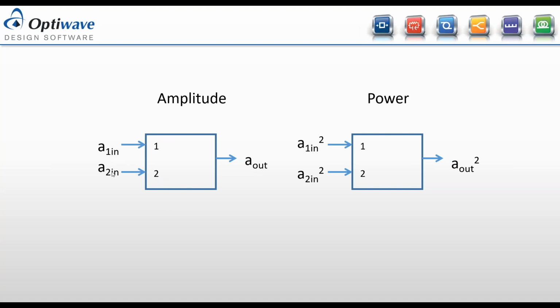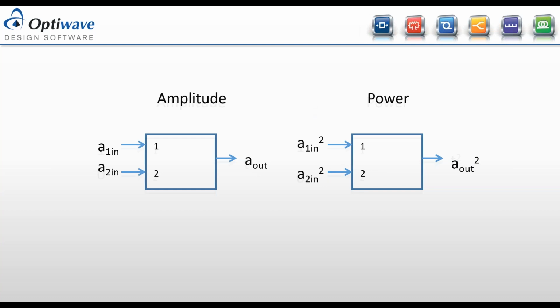Amplitude A1, amplitude A2. By amplitude, I mean the amplitude of the electric field or the amplitude of the magnetic field. And so we've got two amplitudes going in. We have one amplitude coming out. And we assume that these amplitudes are normalized such that when you square the amplitude, you get the power. And that's what's going on the right-hand side. We've got A1 squared in and A2 squared in to get A squared out. So that's what's going on.